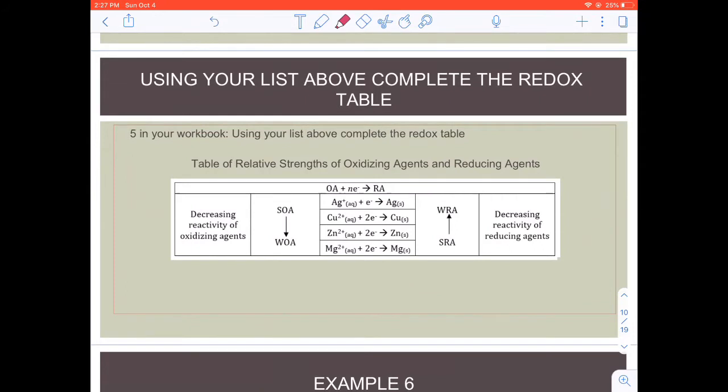So by now you should have filled in this chart. This is your strongest oxidizing agent, and then down here we've got your weakest oxidizing agent. So what I want you guys to see is that this is a table of relative strengths of oxidizing agents and reducing agents, also found on page 7 of your data books. Your strongest oxidizing agents are everything that is to the left of the arrow, your weakest oxidizing agent ending on the bottom left. Your strongest reducing agents are on the right-hand side of the arrow, the strongest one being the bottom right, the weakest one being the top right.